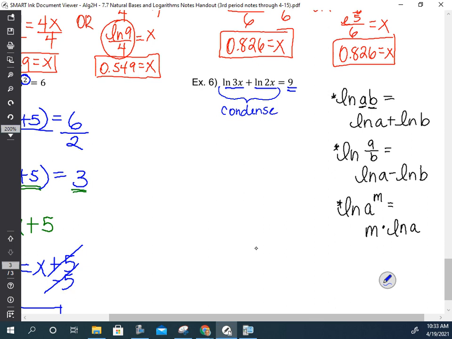We need a little bit of that from section 7.5, where we originally picked up the properties of logs. So, since it's adding, you're going to multiply the 2 parts. 3x times 2x leaves you 6x squared. So now you've got 1 log. Since you have 1 log, now we can do a rewrite.